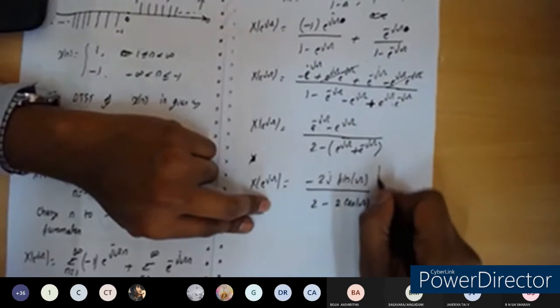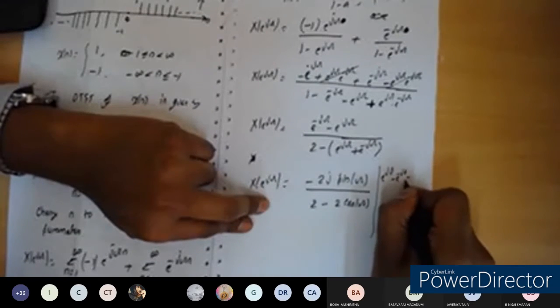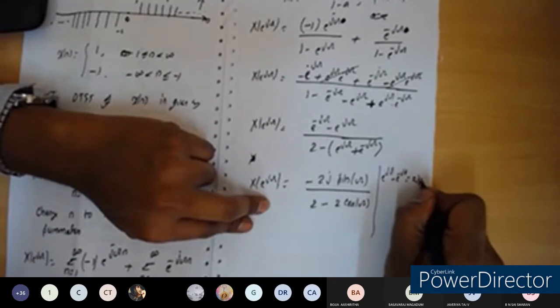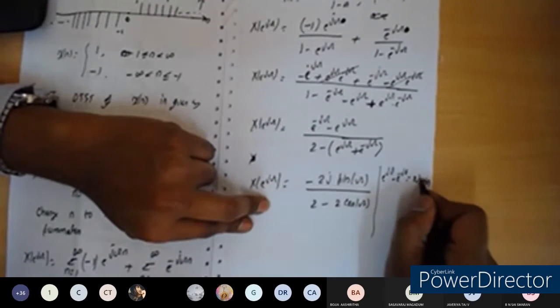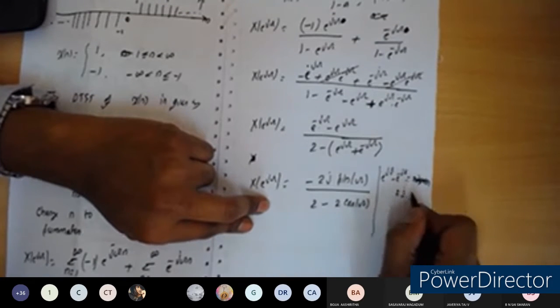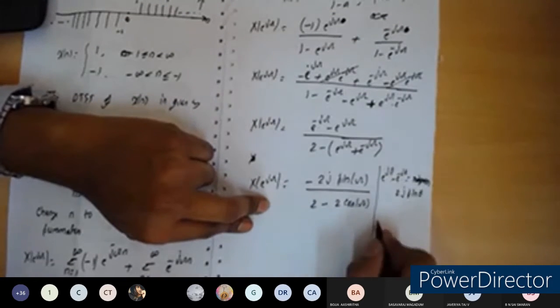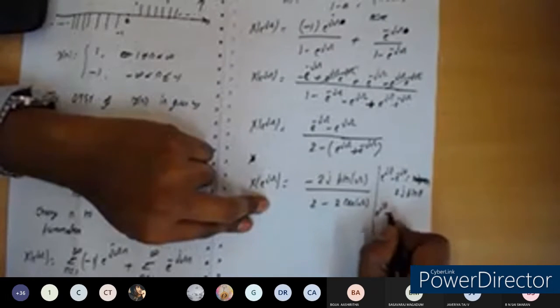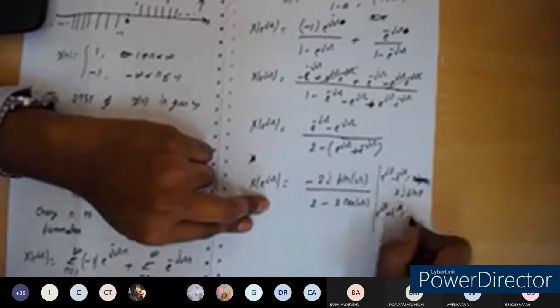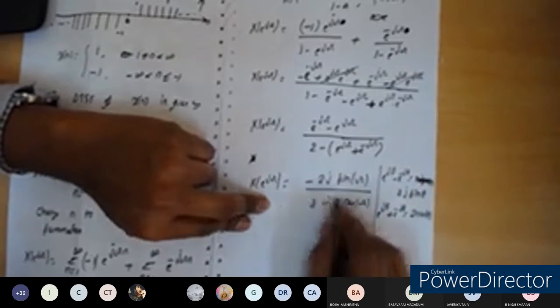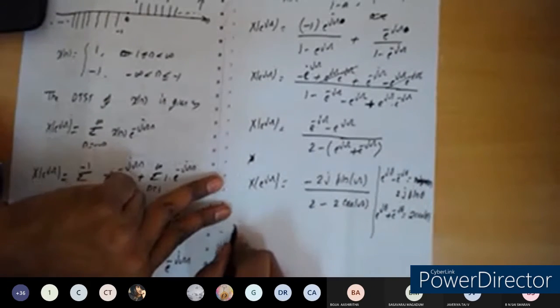If you want, you can write the formula. So e to the power of j theta minus e to the power of minus j theta is 2j sine theta. Okay, so it can be written as 2 into j into sine theta. Similarly, e to the power of j theta plus e to the power of minus j theta can be written as 2 into cos theta. So here you can cancel out the 2.